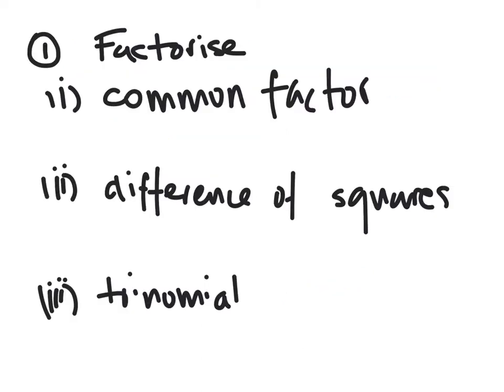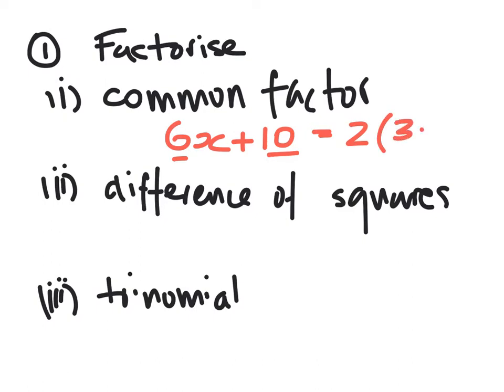So the first question is all about factorising, and there are 3 types of factorising to be done. The first type is a common factor. Just as an example, let's say we had 6x add 10. Then we would think to ourselves, what number goes into 6 and 10? And it's 2. And then on the inside, 2 times 3x to give you the 6x, and 2 times 5 to give you the 10.